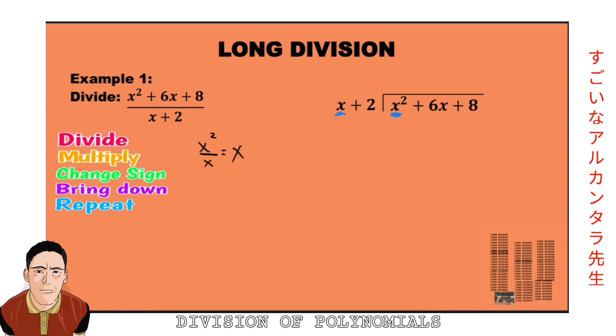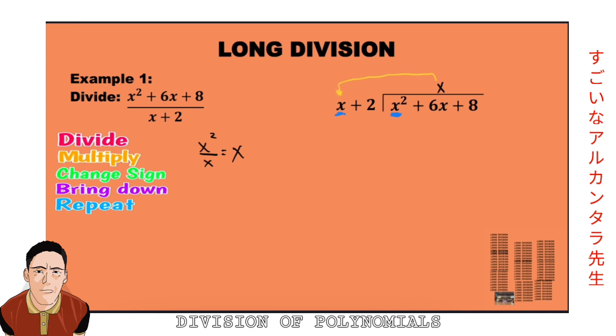So you will write that on top of 6x. The entire concept here is place value, guys. x and 6x have the same degree, both raised to 1. That's why we align them properly. Next, we have x going to be multiplied to x. That's the concept.